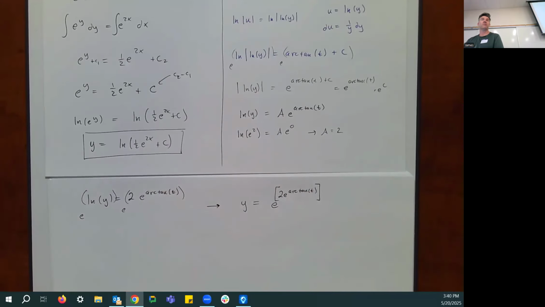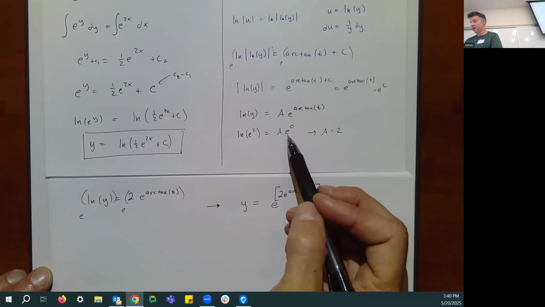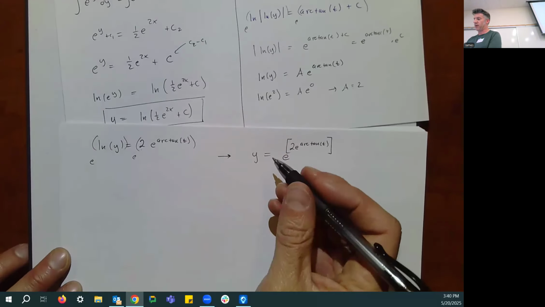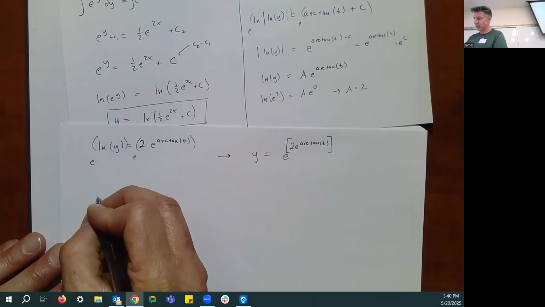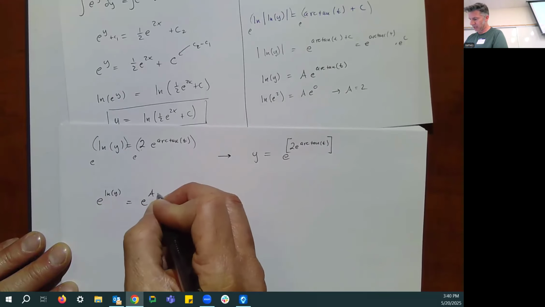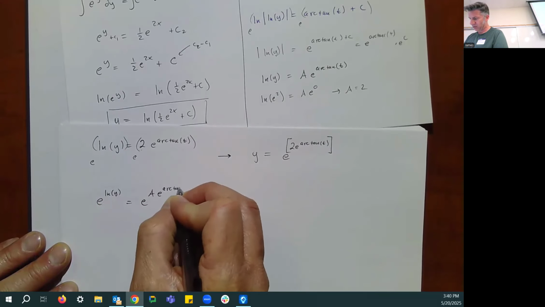That's our solution. And we found the constant a, or c, or whatever you want to call it. Now, if I hadn't found a right there, I would have still had an a right here. So let's go back and pretend I hadn't done that. Let's say we had that e to the natural log of y was equal to e to the a times e to the arctangent of 2.